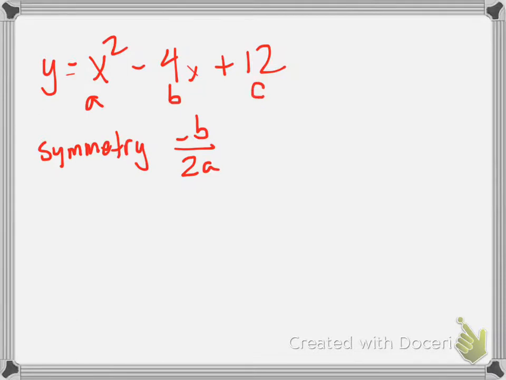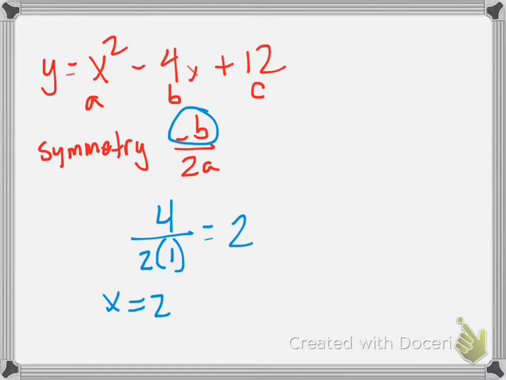So I need negative b. Okay? Negative b means the opposite of b. So b is normally a negative 4. So I'm going to make it a positive 4 over 2. My a is a 1, so it's going to be 2 times 1. That equals 2. So my symmetry is x equals 2.